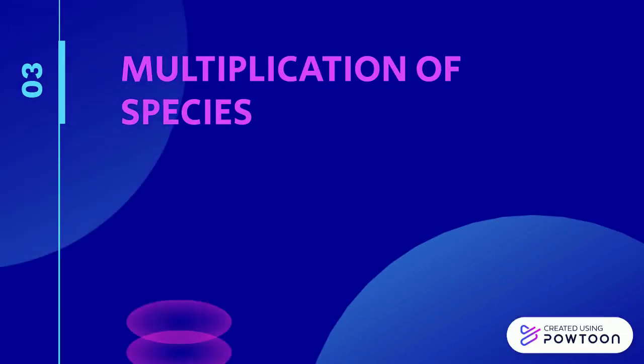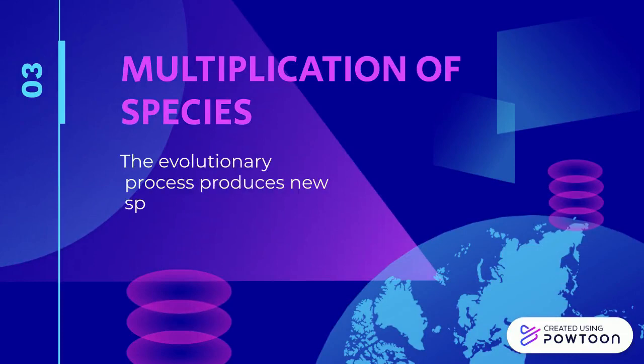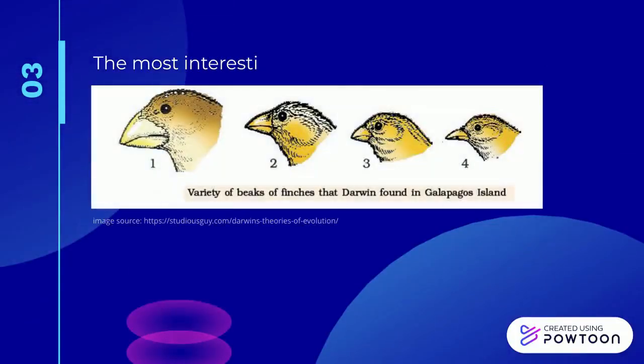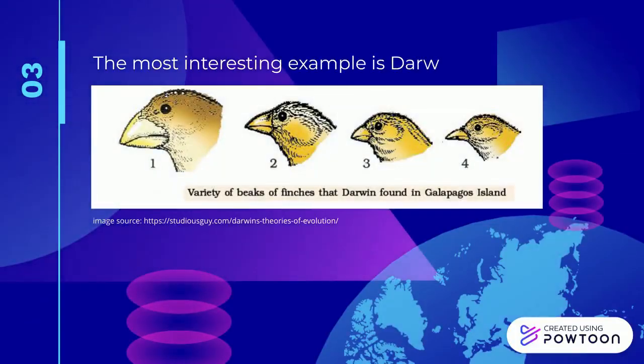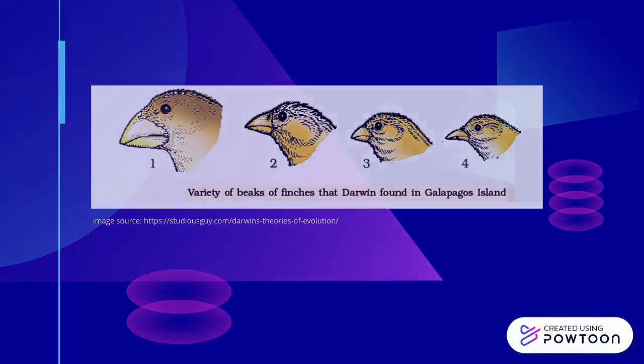Third, multiplication of species. The evolutionary process produces new species by the splitting and transformation of older ones. The most common interesting example is Darwin's species. The study of the historical processes that generate new species guides much active scientific research.